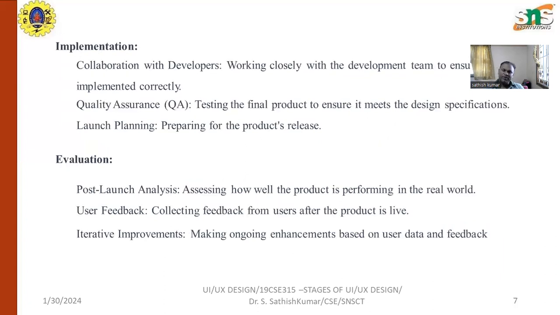Next is implementation. In implementation, we have collaboration with developers, quality assurance, and launch planning. These three are the main sources in implementation. Collaboration means working closely with the development team to ensure it is implemented correctly. Quality assurance is testing the final product to ensure it meets the design specifications. Launch planning is preparing for the product release.